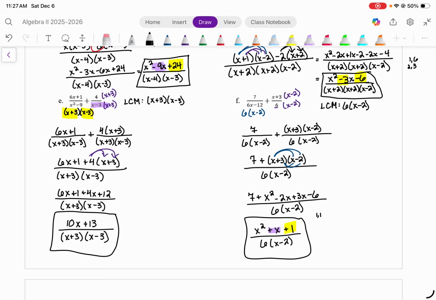Okay, these ones, adding and subtracting, those are the most complicated ones. Multiplying and dividing are a lot easier because you don't have to get that common denominator. So if you are struggling with these, make sure you ask questions.